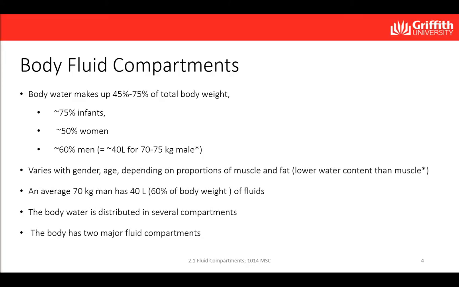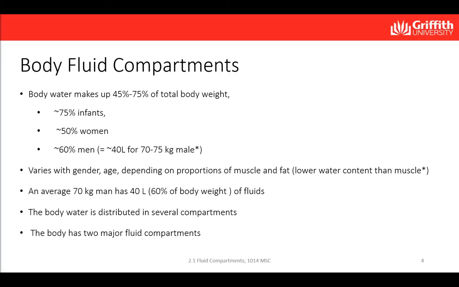Water makes up a significant portion of the human body. It contributes to 45 to 75% of our total body weight. However, this percentage can vary with gender, age, and proportions of muscle and fat. In infants, water constitutes up to 75% of their body weight. The figure for water in males is roughly 60% and for females around 50%. As we age, water percentage in our body declines, accounting for only 45% of body mass.